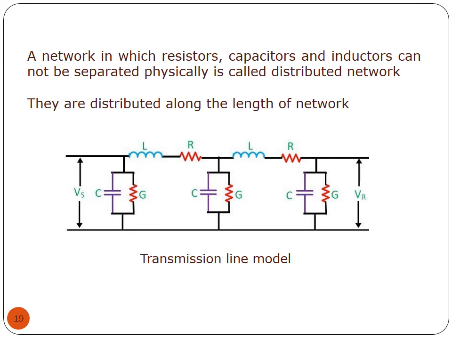But a network in which resistors, capacitors and inductors cannot be separated physically is called a distributed network. They are distributed along the length of the network. So those parameters are distributed. An example is the transmission line model. Here you cannot remove the resistor, inductor or capacitor because they are distributed over a line. Another difference is that in a lump network, whenever you apply the excitation, it applies immediately to the whole network. But in a distributed network, whenever you apply the excitation, it transfers through the network phase by phase. That's why it is called a distributed network.